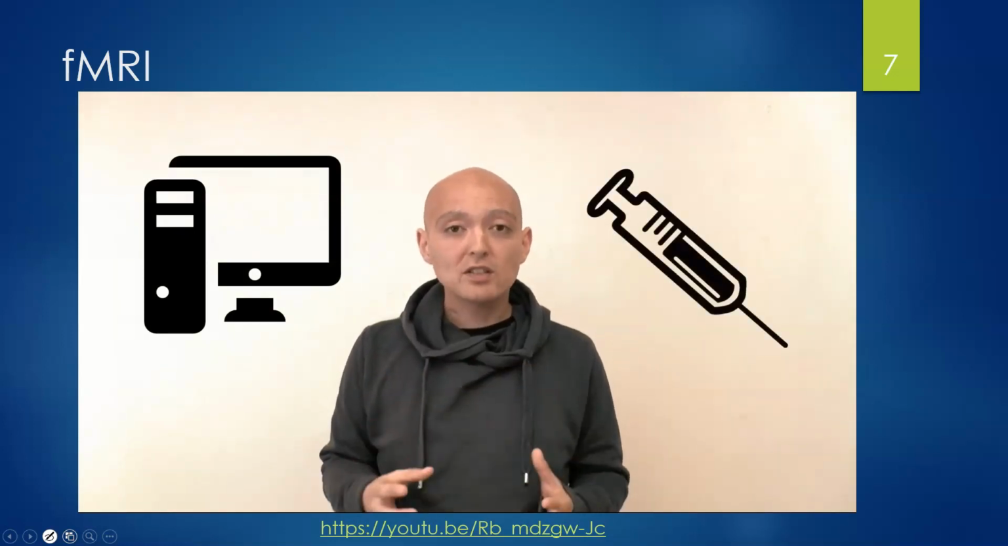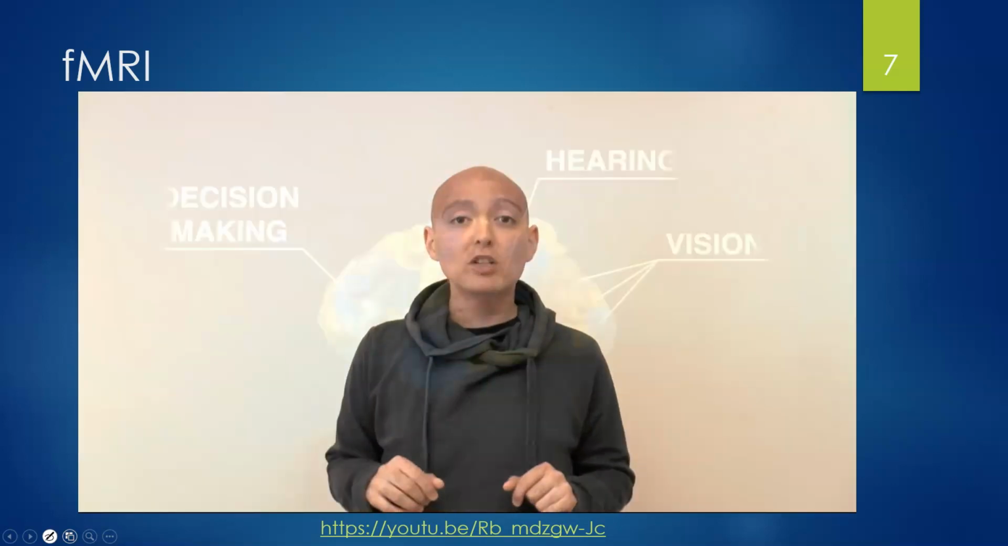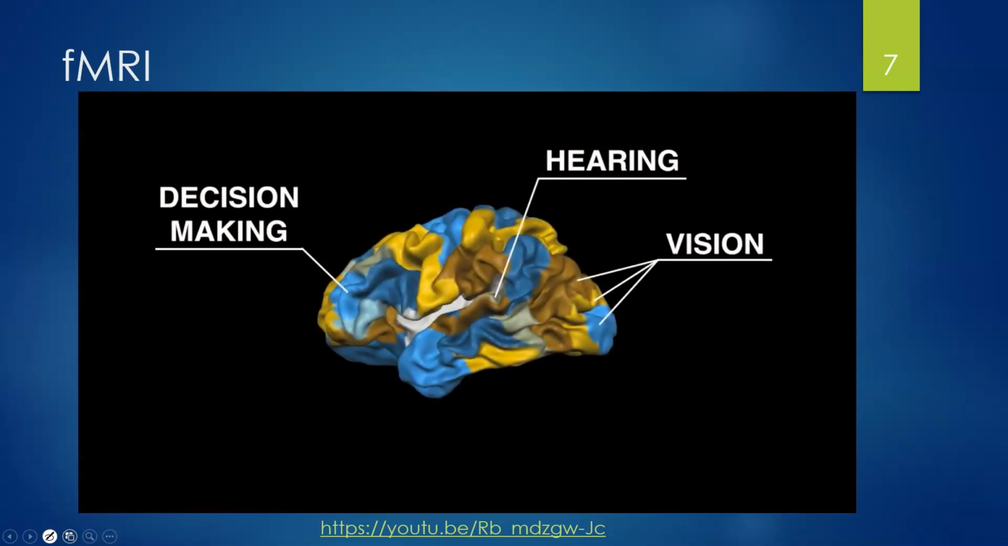Not only could we create computers that are much, much better or develop new treatments for mental diseases, but we could start answering very fundamental questions about who we are and what makes us human. Now, scientists had to wait until 1992 for a new method to be invented that would allow them to look inside a brain while it performs a certain task. That method is called functional magnetic resonance imaging, or fMRI for short, and it has allowed us to learn about what every single brain area does.